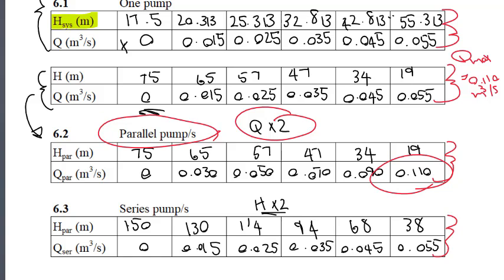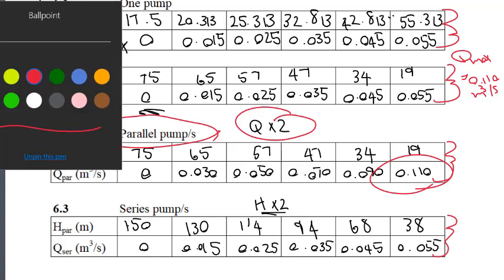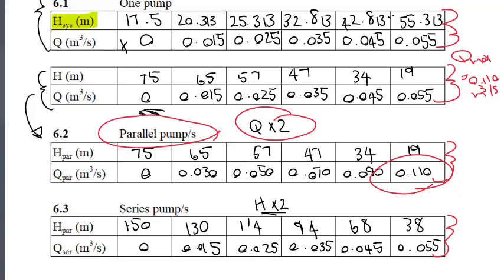Then let's find our maximum H value, for example. So our H max will be where we've multiplied our H values with 2. So that's where we'll find the maximum value for H, where we have 2 pumps in series. If we look at the H values, the maximum value here is the 150. So we'll use 150 meters as our maximum value there.